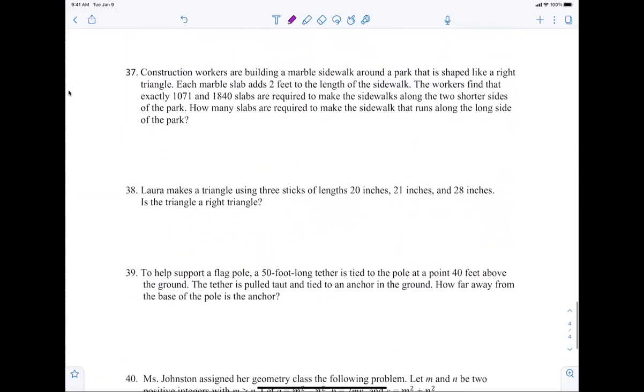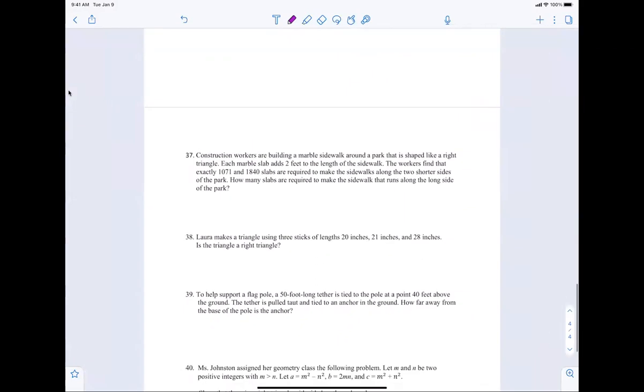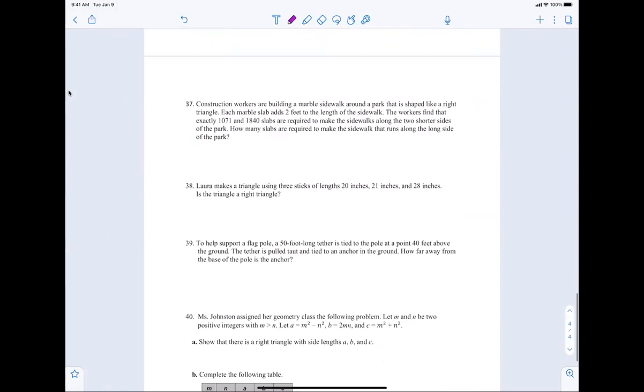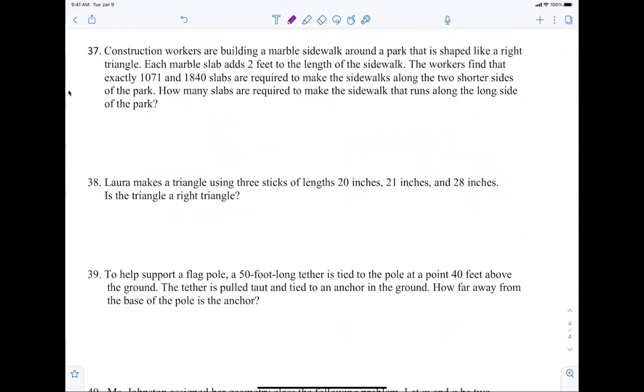Ooh, let's come down here and do a couple of word problems just to make sure. Now, everybody should understand the word problems. They're just right triangles. So all you have to do is figure out how to draw the right triangle. All right, so let's look at 37 just to make sure. It says construction workers are building a marble sidewalk around a park that is shaped like a right triangle. All right, so we're making a right triangle.